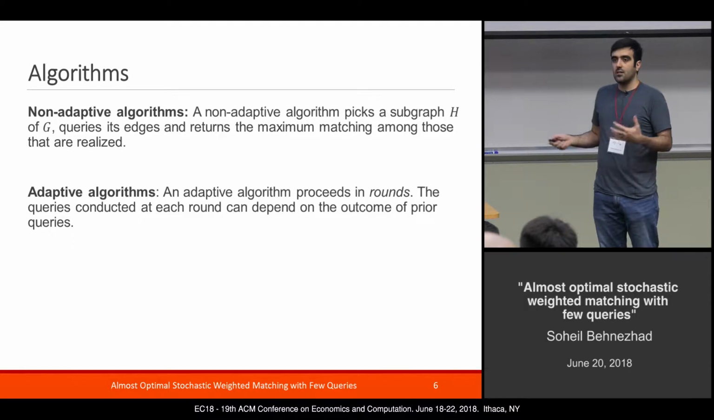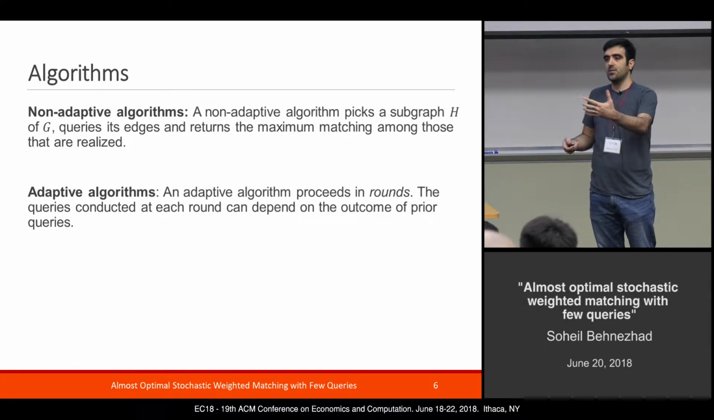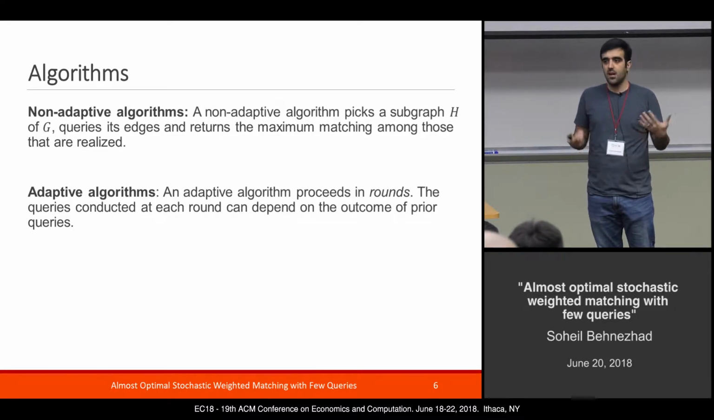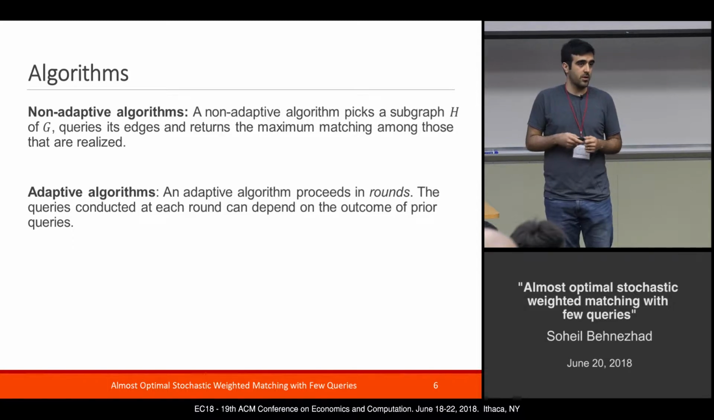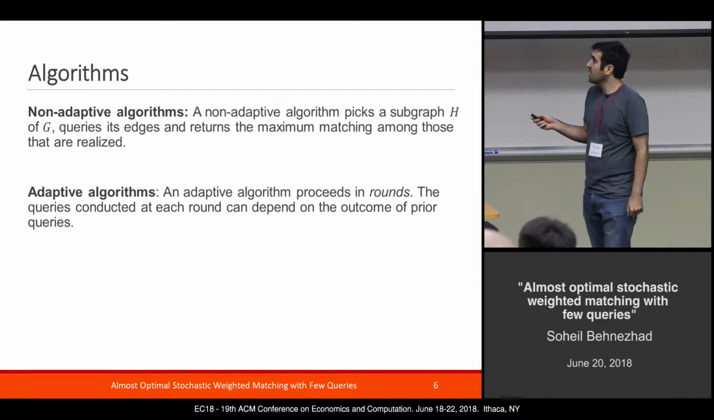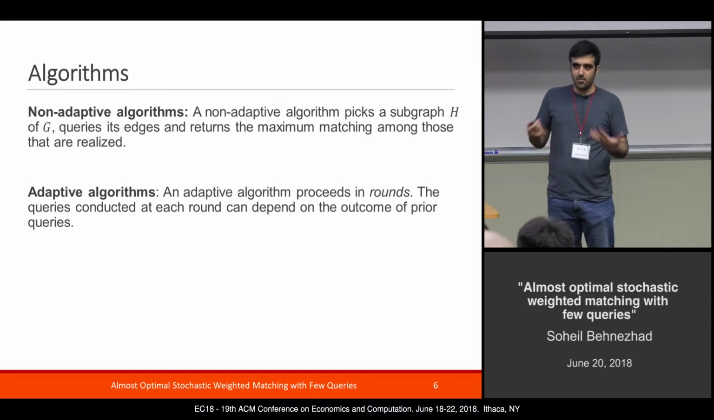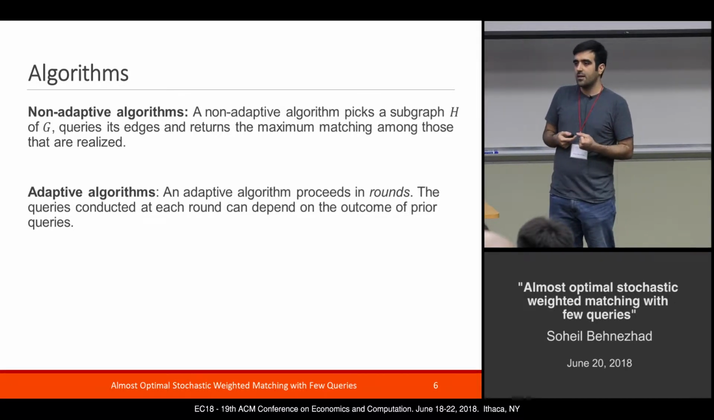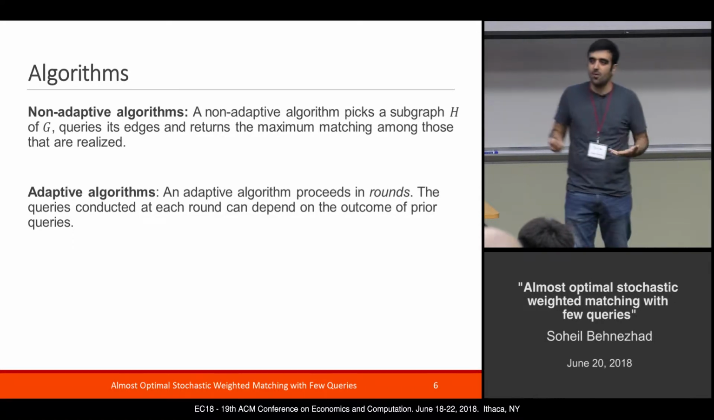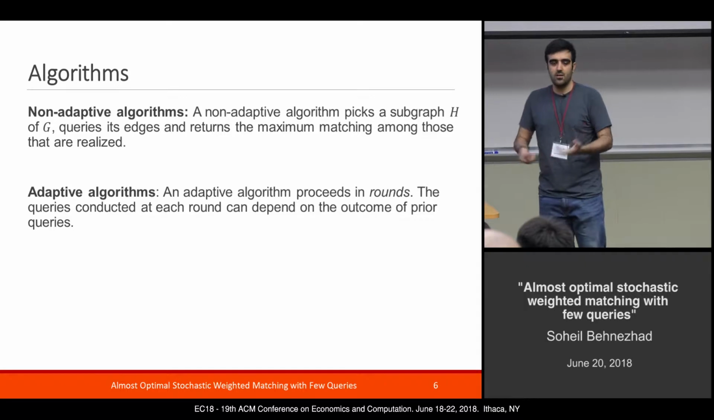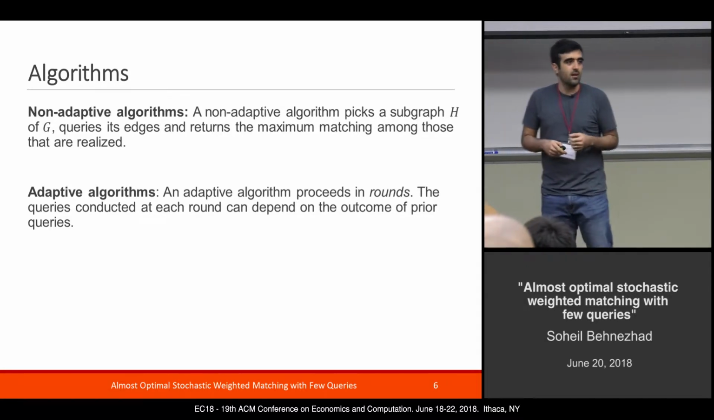Adaptive algorithms, on the other hand, can have multiple rounds of adaptivity. So in one round, you query a set of edges. And once you see the outcome of those queries, in the next round, you decide which edges you want to query, right? So as you can imagine, adaptive algorithms are simpler, probably, to get to an almost optimal matching, right? Because you have more information. In non-adaptive algorithms, you have literally no information about the realization. You just want to pick a subgraph and find its matching.